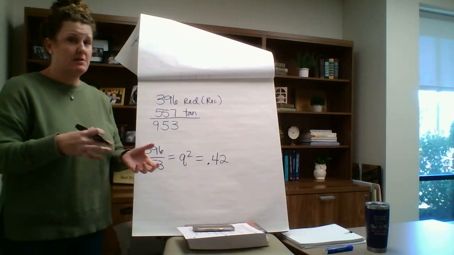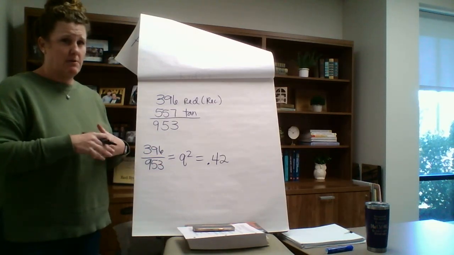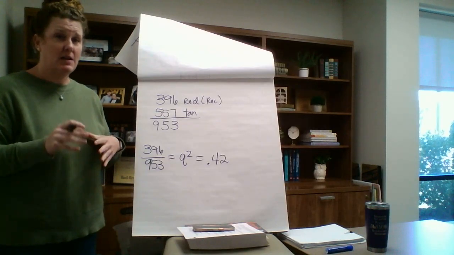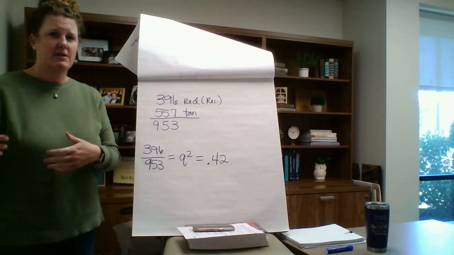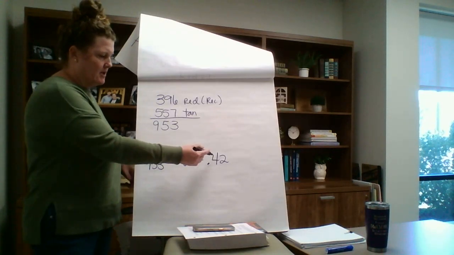Okay, I am going to round. If you round differently than your neighbor, you're not going to come up with the exact same numbers. So once again, always round to the hundredths place unless there's a problem where you have to carry it out past the hundredths place, okay? So this is going to be my Q squared.